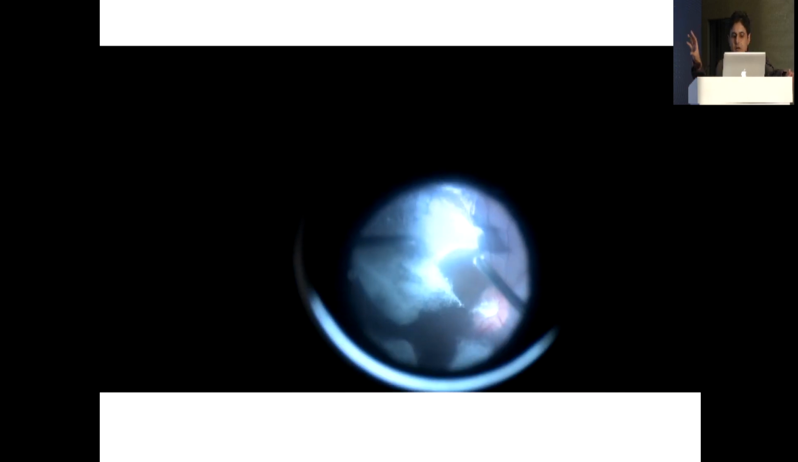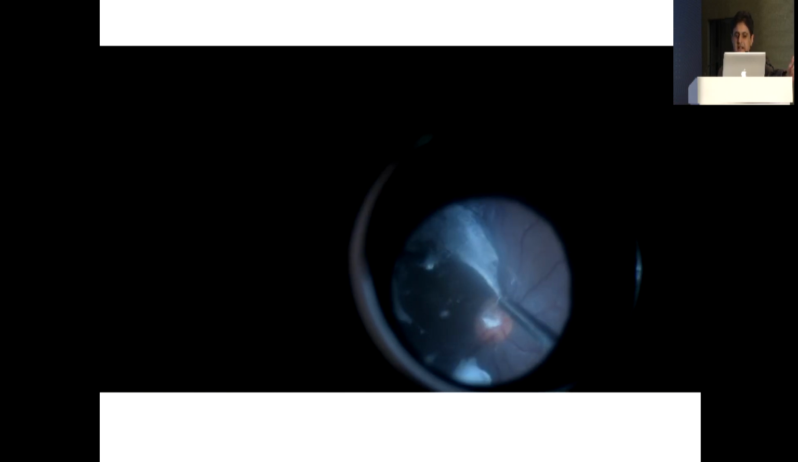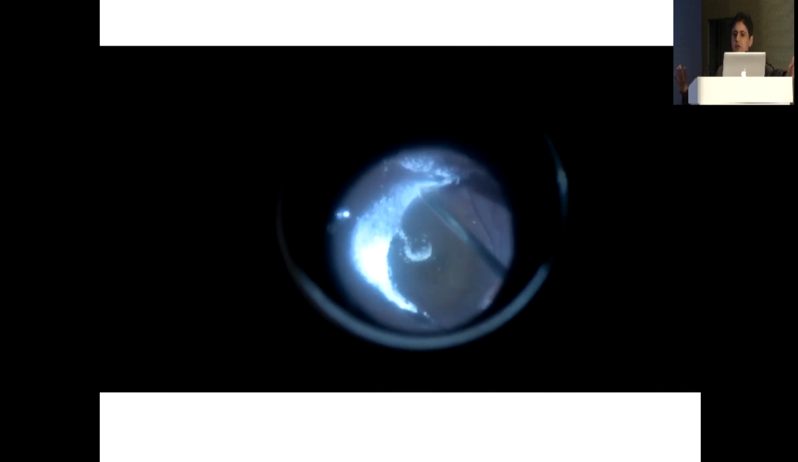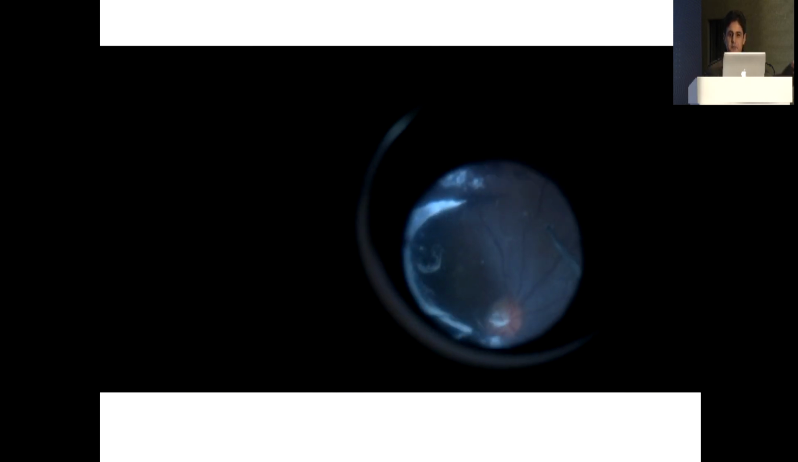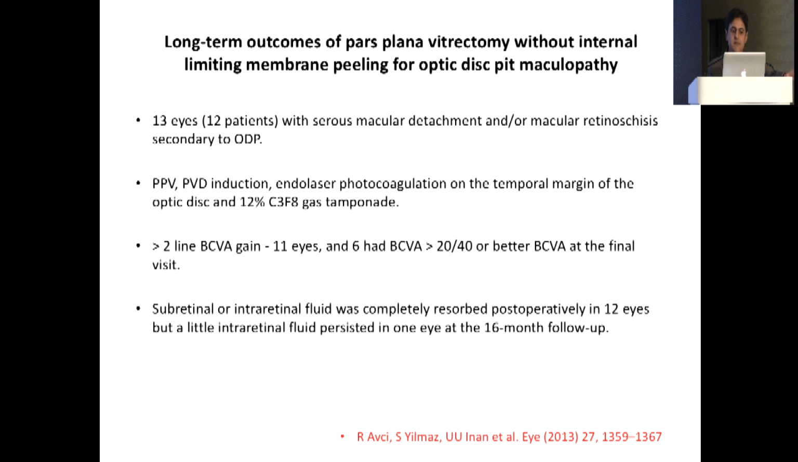You can see the main traction, you can see this gliosis and fibrosis present at the temporal margin of the optic disc pit. So hence, when I see this, I probably decide that I will not do much for this patient. I'll keep it simple. I will do just a PVD induction, a PPV, screening of the periphery, and injection of gas at the end of the surgery. So long-term outcomes without internal peeling have shown very good results. They showed that the vision improved to better than 6/12 or 20/40 in this study, and subretinal or intraretinal fluid was completely resolved in 12 eyes out of the 13 eyes.